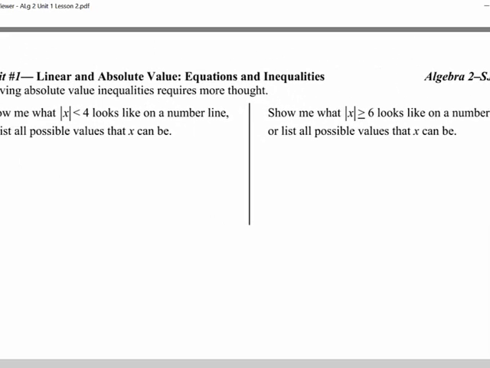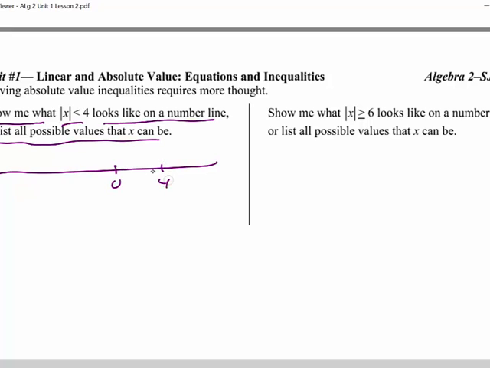Alright, so now when you mix absolute values with inequalities, it gets kind of crazy. So take a moment and show me what you think the absolute value of x less than 4 looks like on a number line, or list all the possible values. On a number line, here's 0, here's 4. If you pick any number from 0 to 4, it'll work. You can't pick 4 because there's no equality. But you can also pick negative numbers. So you can pick any number between negative 4 and 4.